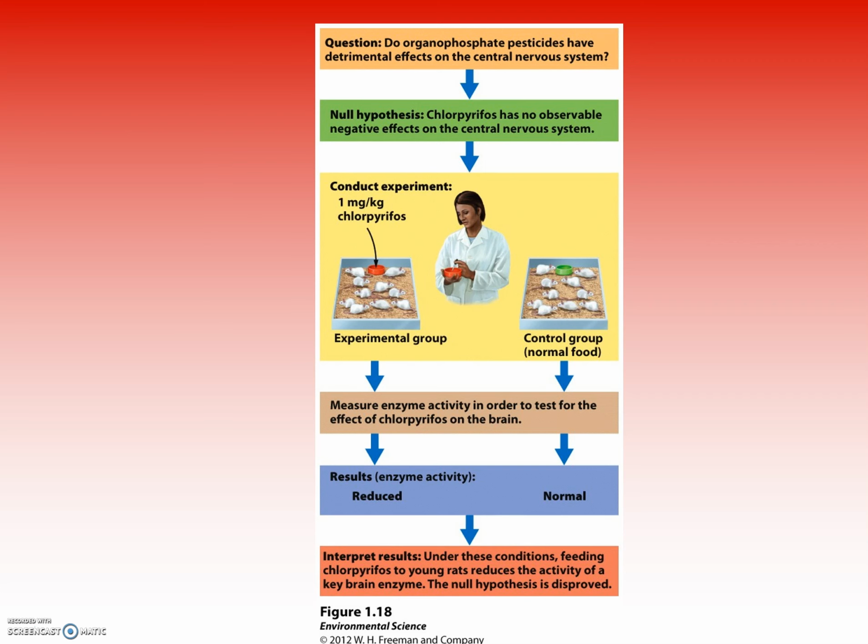So they took two groups of rats. One group was fed it, one group was not. And then they tested for enzyme activity in the brain. They realized that enzyme activity was reduced compared to the normal one. So under these conditions, feeding this to young rats reduces the activity of a key brain enzyme, and the null hypothesis is disproved. It was saying that there were no observable negative effects, and it, in fact, did have a negative effect.